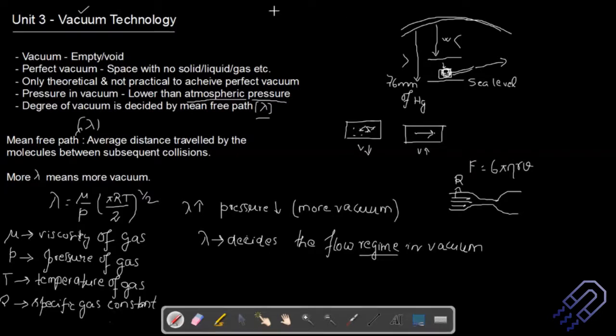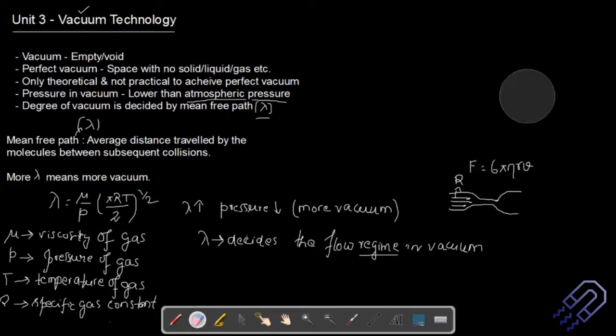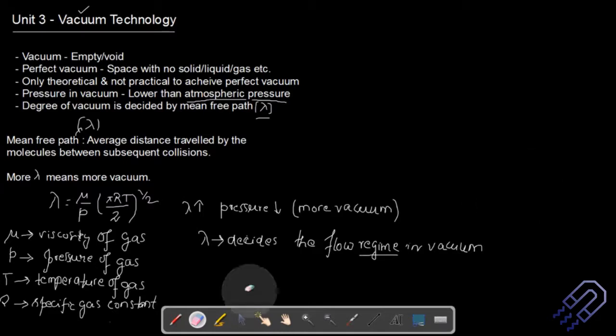So let me take another page, or maybe I can just move this off and do it here. It's not needed; this was just for explanation. Hope you understand this.